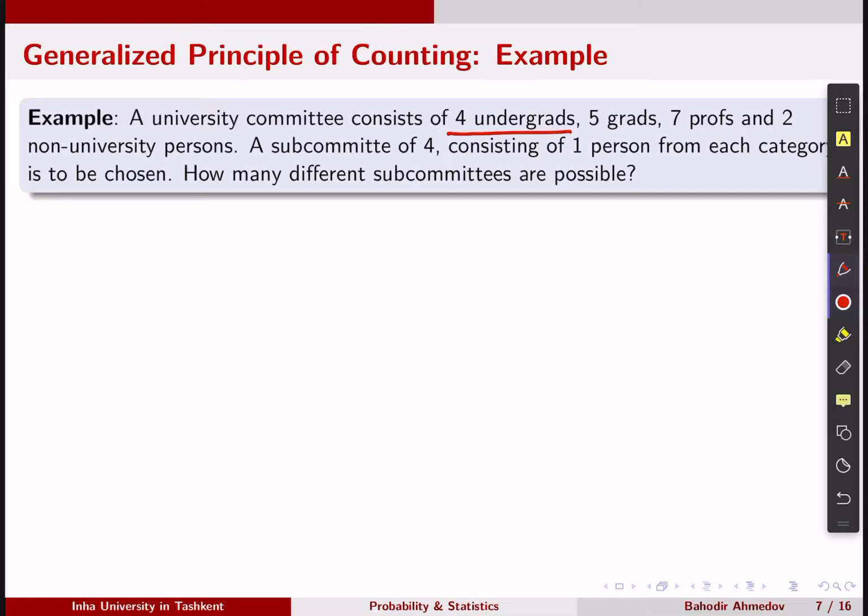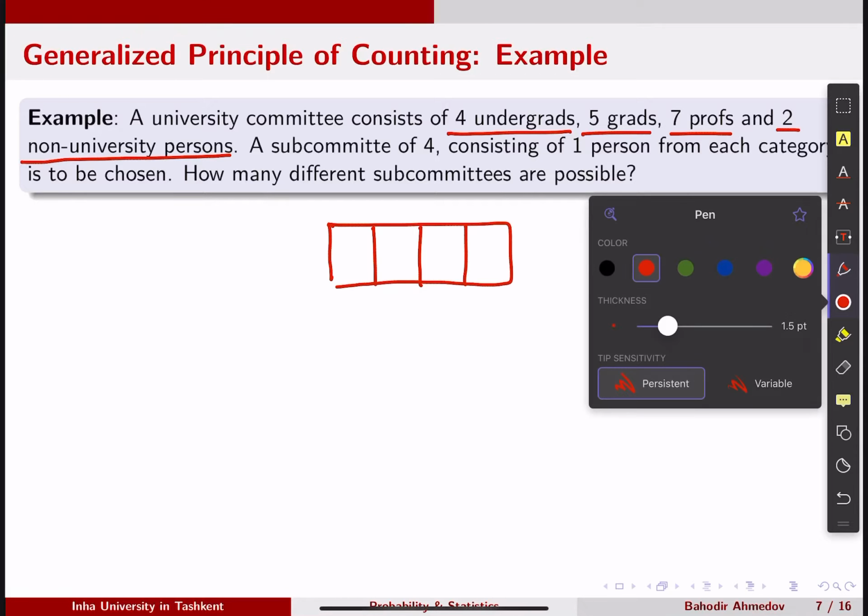Let's say there are 4 undergraduates, like the student leaders from every year: freshman, sophomore, junior, and senior. And then 5 graduate students, 7 professors, and 2 non-university persons are in our pool. So what we need to do is always make a committee. For example, after a semester, we are going to discuss some issues connected with the university, and this committee should contain 1 person from each category.